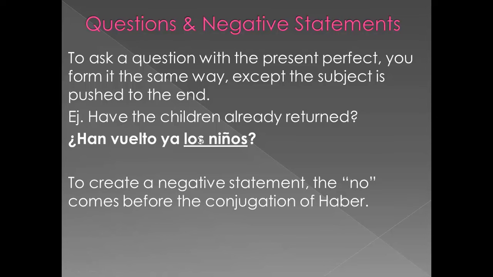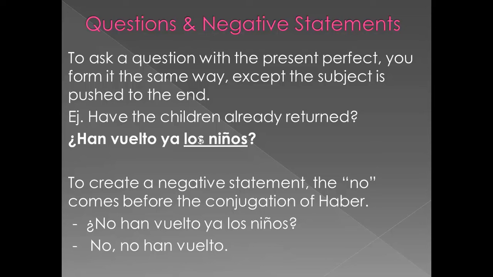To create a negative statement to say, no, they have not arrived yet, or they haven't arrived already, you're going to put the no before the conjugation of haber. No han vuelto ya los niños. The children haven't arrived yet. Okay, and it's going to look like that in Spanish. And then your answer would be, no, no han vuelto. Nope, they have not returned. I said arrived. I meant returned for that first one.